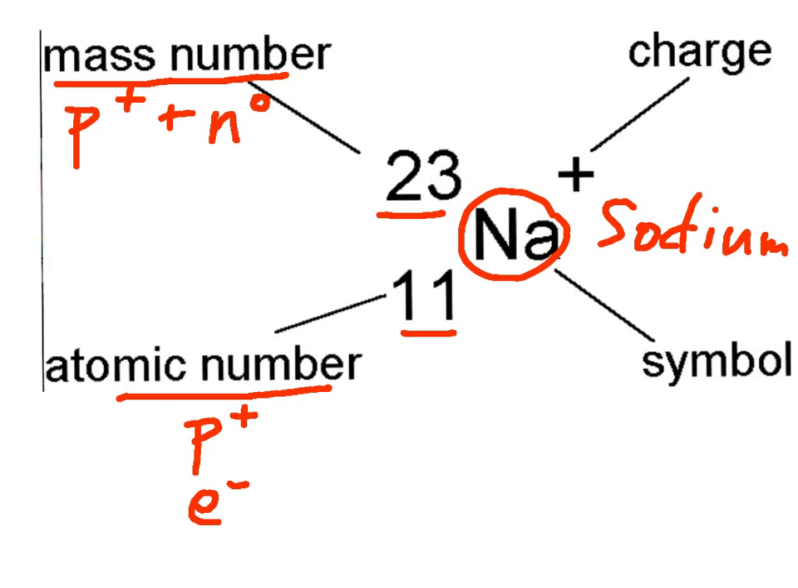But electrons are teeny tiny. They don't have enough mass to even matter, so that is not included in the mass number. Now, this particular symbol includes a charge. We'll come back to that in a later lesson.